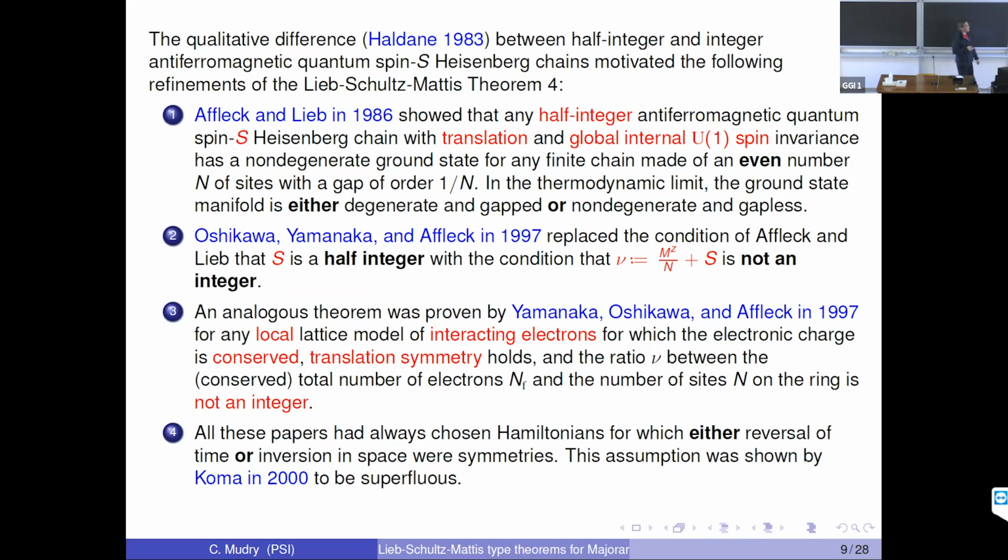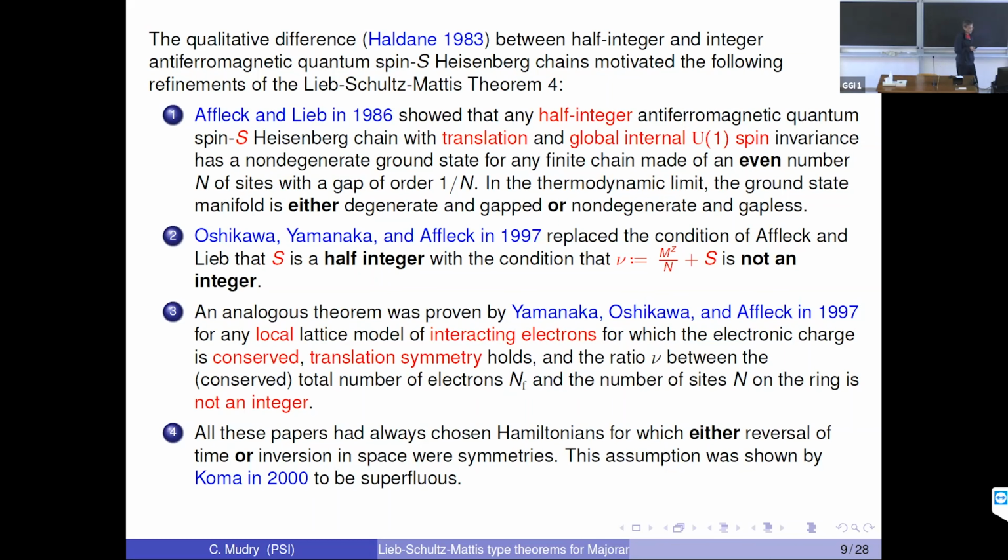They relaxed the hypothesis that you had an SU(2) symmetry. You could put in a uniform magnetic field, which breaks the SU(2) symmetry down to a U(1) about a quantization axis, giving you a residual continuous U(1) symmetry. And they wanted to have translation invariance. So those are the hypotheses.